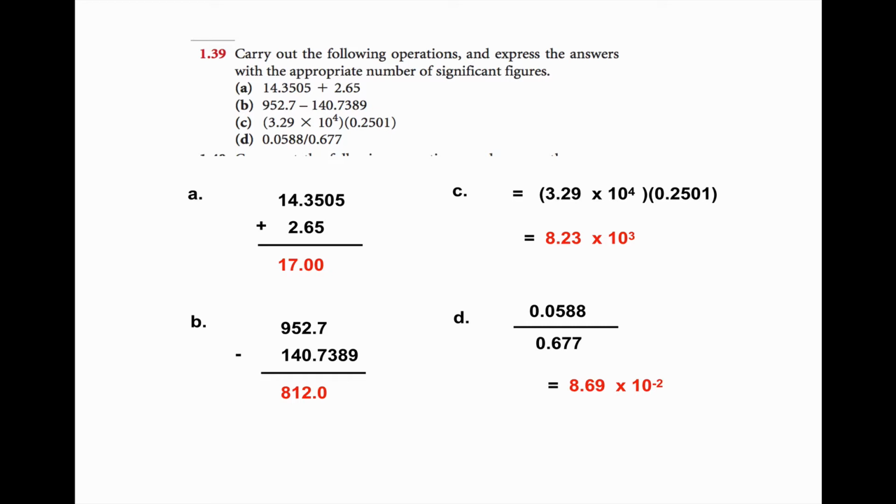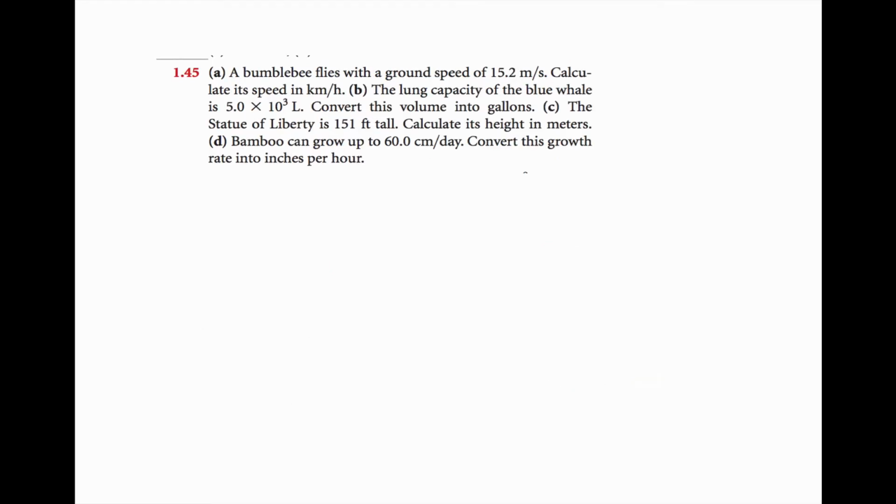So that's how easy it is. Looking at unit conversions, a bumblebee flies the ground speed of 15.2 meters per second. Calculate its speed in kilometers per hour.